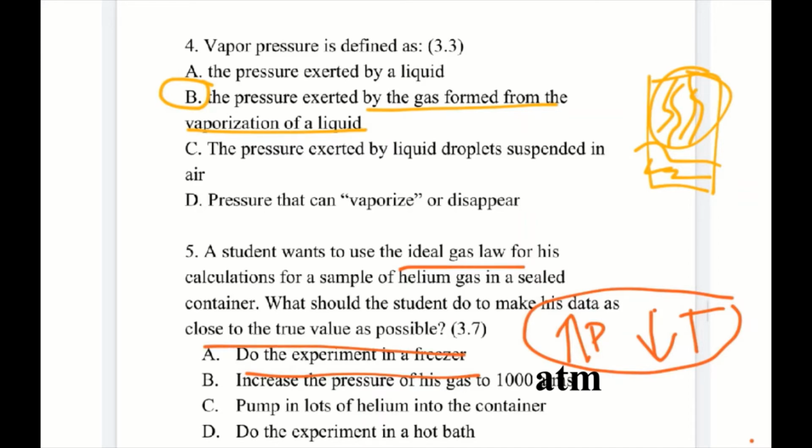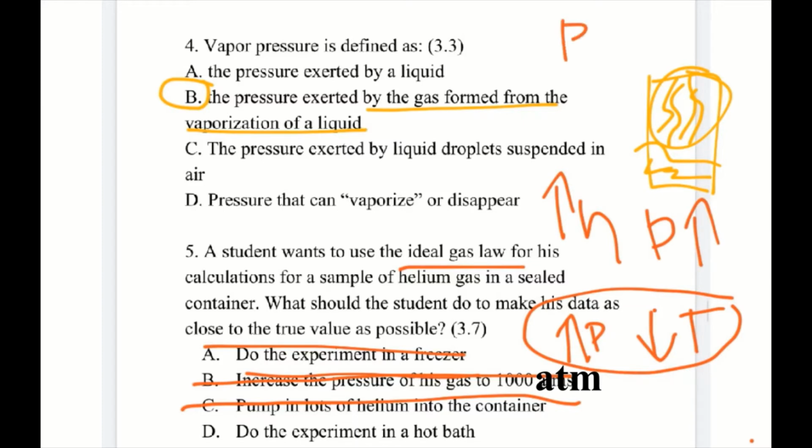B, increase the pressure to 1,000 atmospheres worth of pressure. Now, that's wrong too, because increasing pressure makes your gas closer to the liquid state, and that's not what you want to do. C is in the same boat. Pumping helium into the container only increases the amount of helium that you have, and that increases the pressure, since remember, moles and pressure are directly proportional if you derive it from PV equals nRT. So C is out of the picture since adding helium increases the pressure, and pressure increases cause the particles to be closer, and that makes them closer to the liquid state, and that's not good.